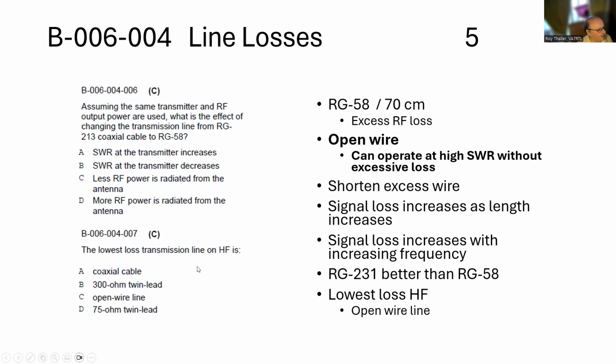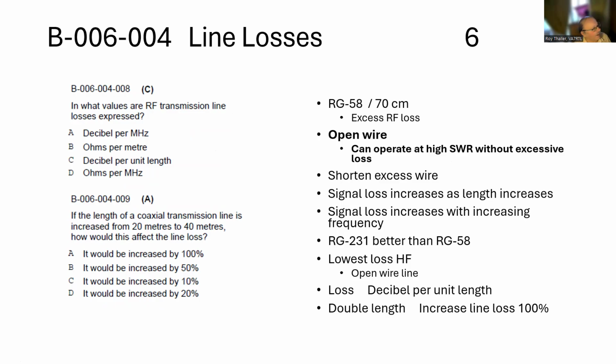What is the lowest loss line on HF? So in this case, it would be open wire line would have the lowest loss. So C would be the correct answer. In what values are RF transmission line losses expressed? And in this case, it would be decibel per unit length. So if you look at the specifications of a coaxial cable, this is what you would see. This is how it would be listed, decibel per unit length.